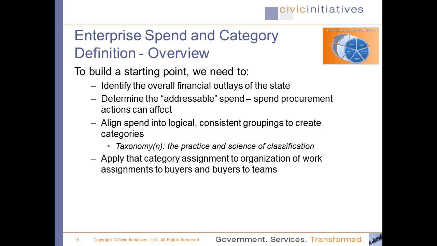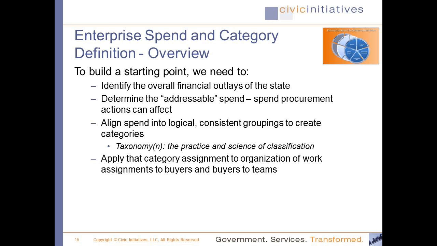So that first box, that enterprise spend box, we have to know what the financial outlays of the state are, right? Then we have to have some ability to define what's addressable by us, because we're not responsible for everything. Procurement can only affect so much of the spend. We affect a lot of the spend. We don't affect employee salaries. We don't affect, in many cases, the capital outlays, like the buildings. We don't affect depreciation. We don't affect debt service, right? So there's some pieces that we're just going to say that's not affected by us.